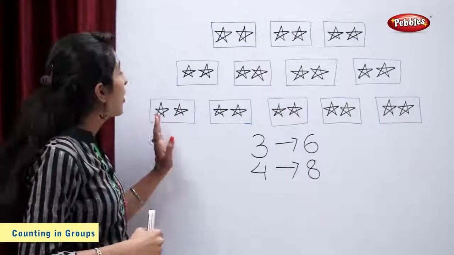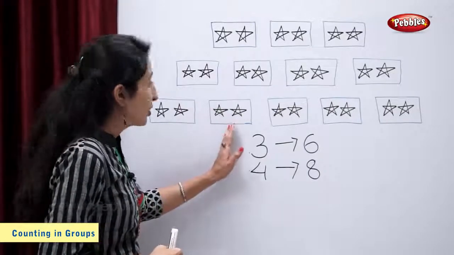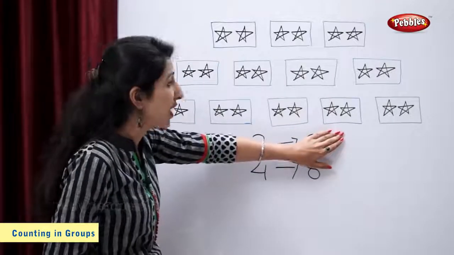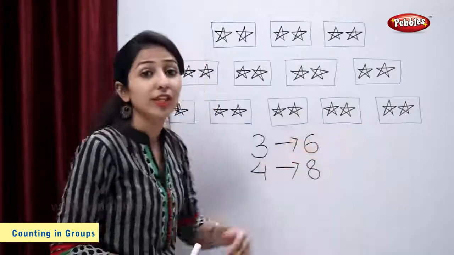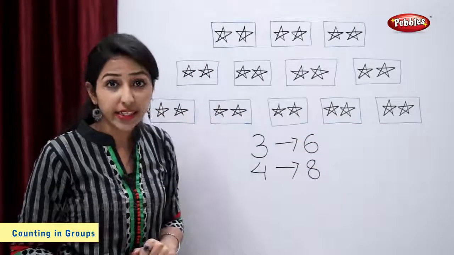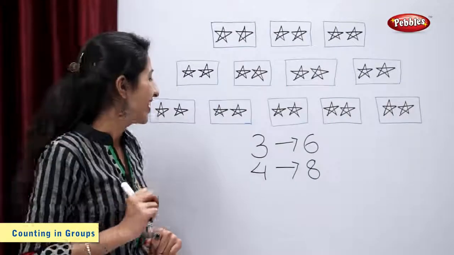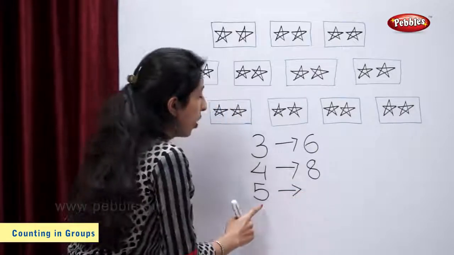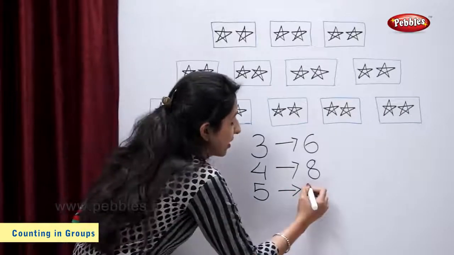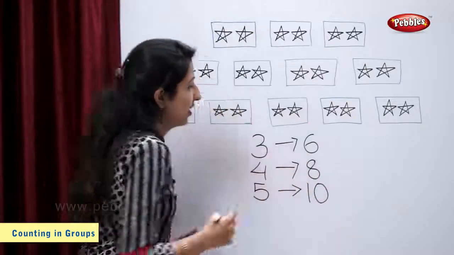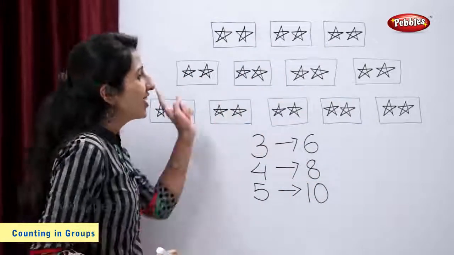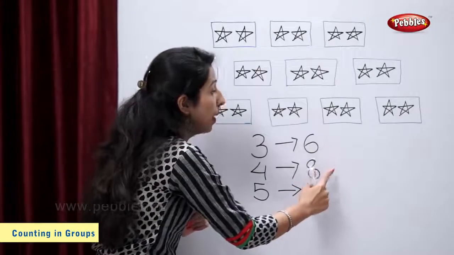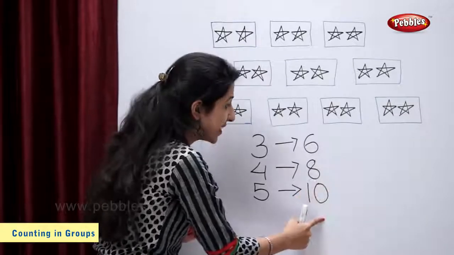Let us count. 1, 2, 3, 4 and 5. So there are 5 pairs containing 2 stars each. Let us count total number of stars. 6 plus 8 plus 10.